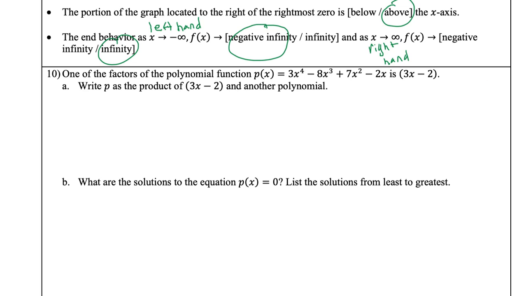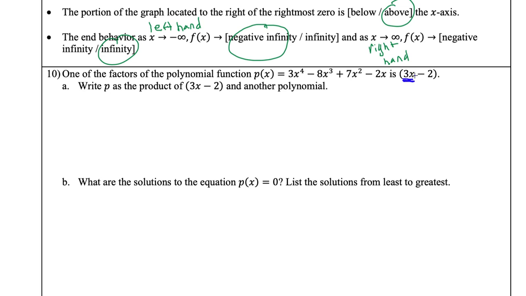All right, we're on to number 10. One of the factors of the polynomial, this thing right there, is this. It's very similar to one where we're trying to factor. P is a product of this and another polynomial. This one is going to be a little bit difficult because we can't use synthetic division on this one. We have to use long division. Synthetic division only works when this number is 1, or just x minus 2.